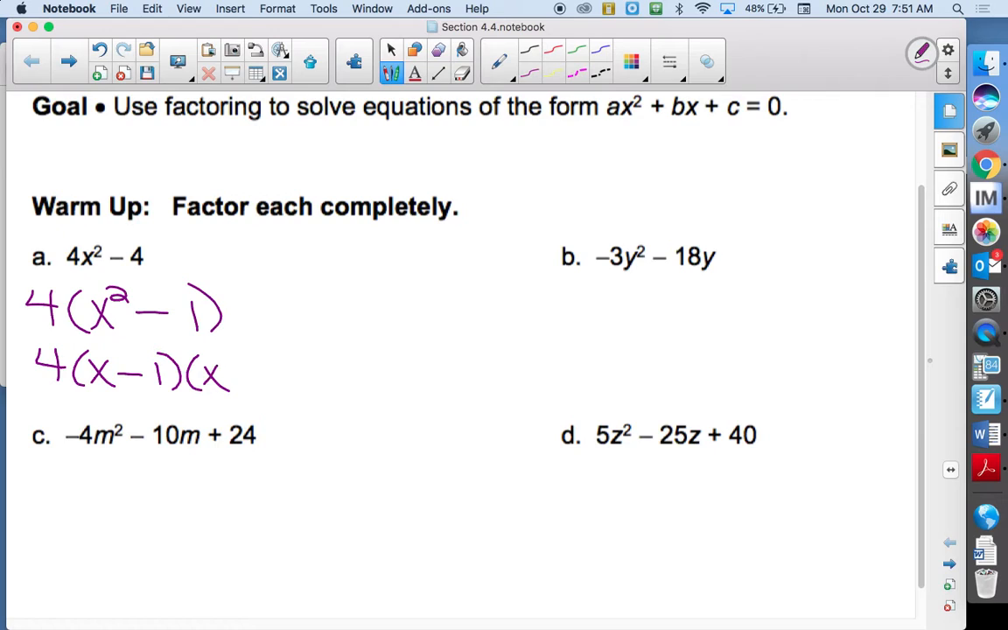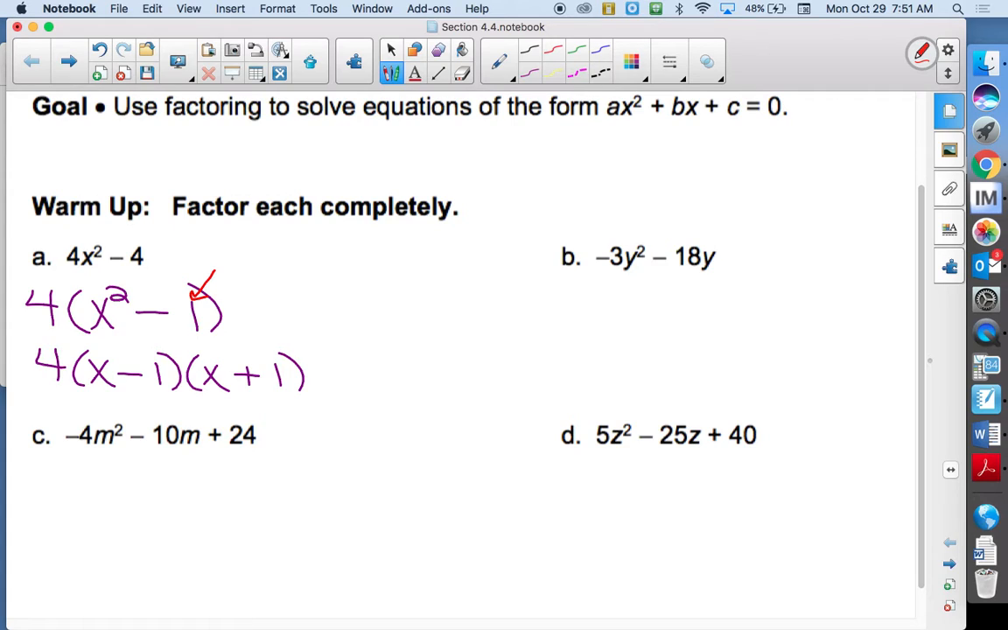Very nice. It actually can be factored further because 1 is a perfect square. It's the first perfect square, the one that nobody thinks about. 1 times 1 makes 1, so it's still a perfect square. 2 times 2 is 4. 3 times 3 is 9. But 1 is a perfect square, and negative 1 times positive 1 is how we can get that value. So this would factor as 4, pulling out the GCF, and then x minus 1, x plus 1. So it does factor another step after you take out that 4.